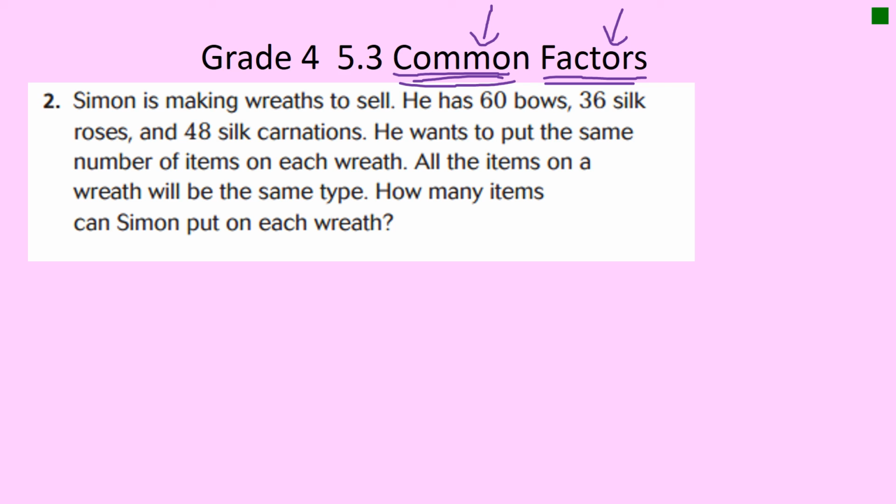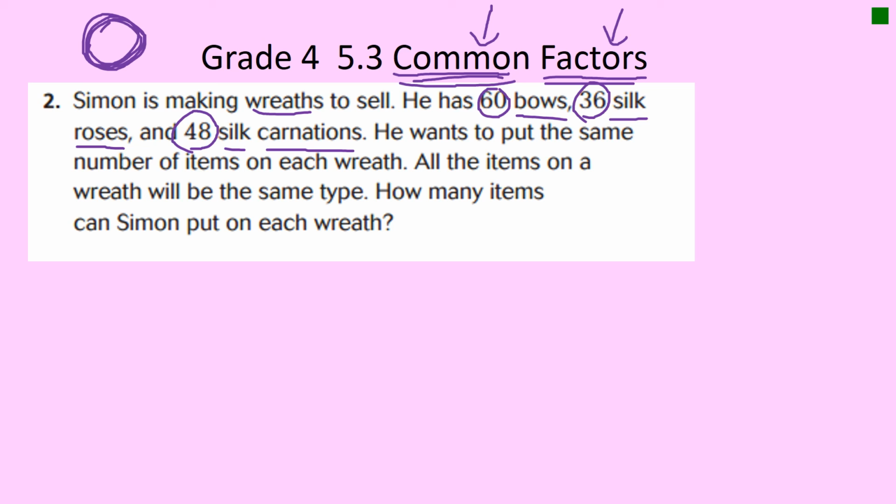So let's jump in here with number 2. Simon is making wreaths to sell. He has 60 bows, 36 silk roses, and 48 silk carnations. Okay, so do you know what a wreath is? It's like a circle and you hang it on your door and you could put bows or berries or whatever you want on them. Simon is putting bows, roses, and carnations on his wreaths.